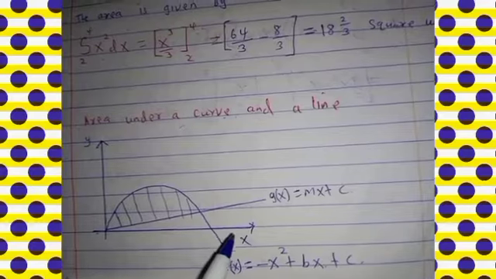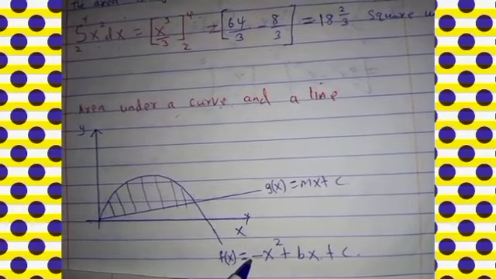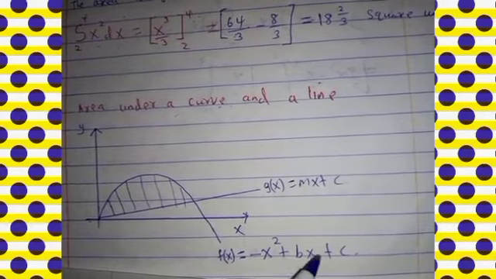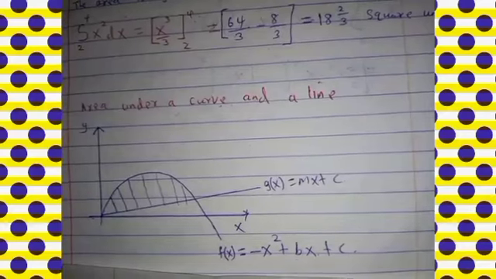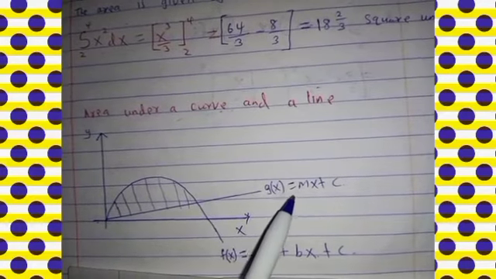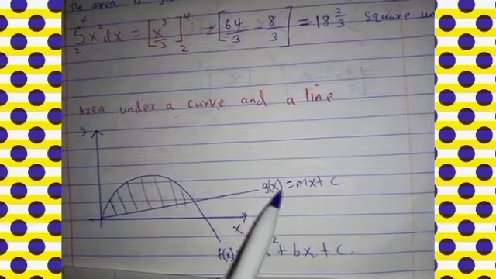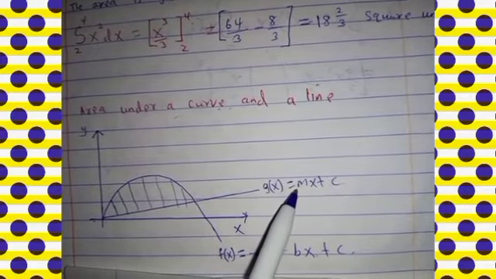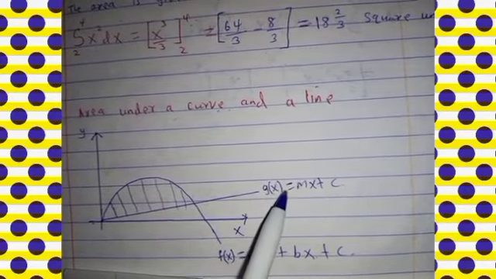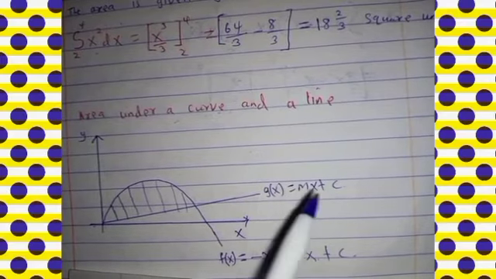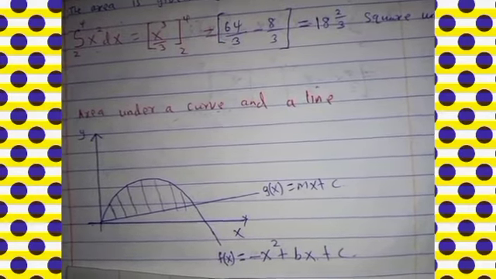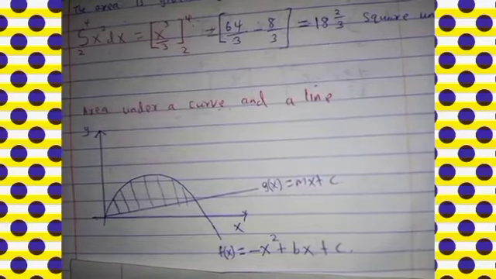We have our curve, given by the equation negative x squared plus bx plus c, where b and c are constants. And we have our straight line, which is given by g of x is equal to mx plus c. That is our line. So how do we get the area here?